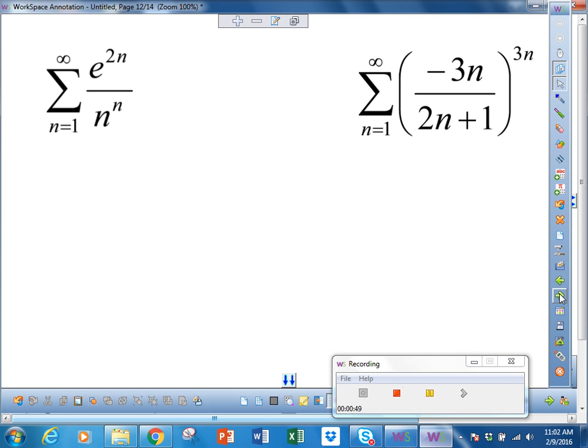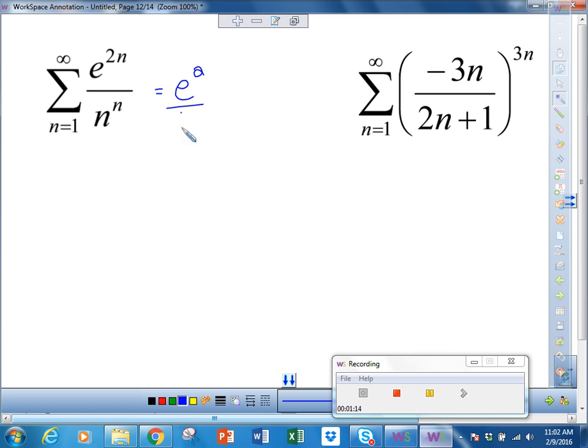So from here, we have e to the 2n over n to the n. Once again, we want to look at the nth term test. The nth term test tells us the limit as n approaches infinity of this would be 0, because n to the n grows faster than an exponential. So we can rewrite this as e squared over n raised to the nth power.